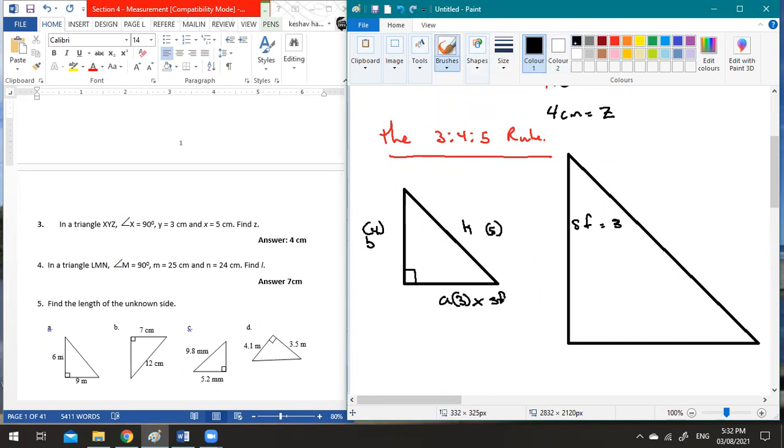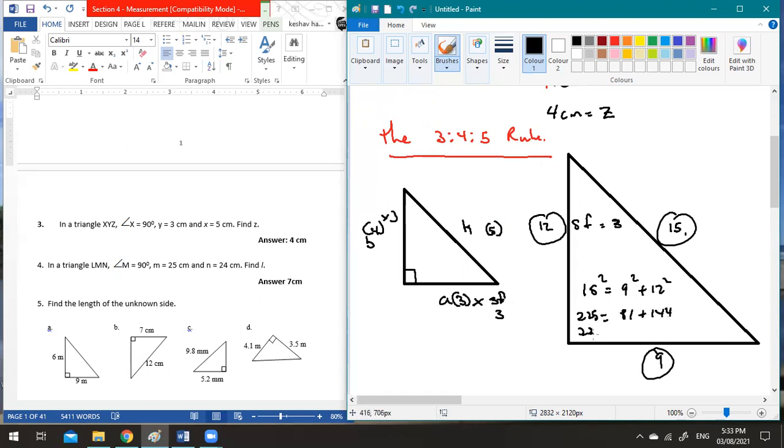We could say that the sides would be 3 times the amount. So if the scale factor is 3, 3 by 3 will be 9, 4 by 3 will be 12, and the hypotenuse will be 5 by 3, which is 15. And if you were to work out the formula, you would see 15 squared is equal to 9 squared plus 12 squared, which is 225 is equal to 81 plus 144. So 225 is equal to 225.